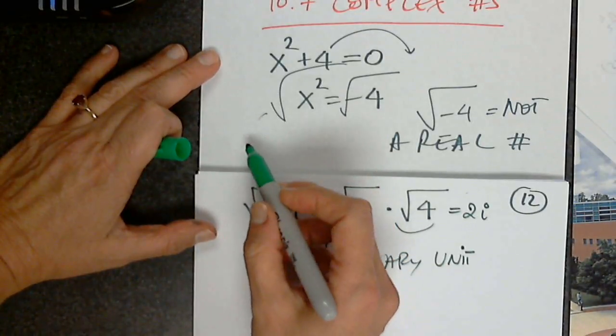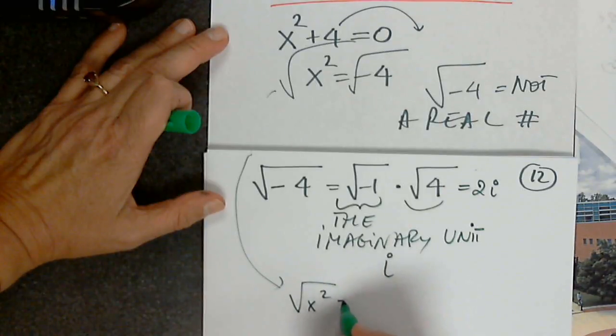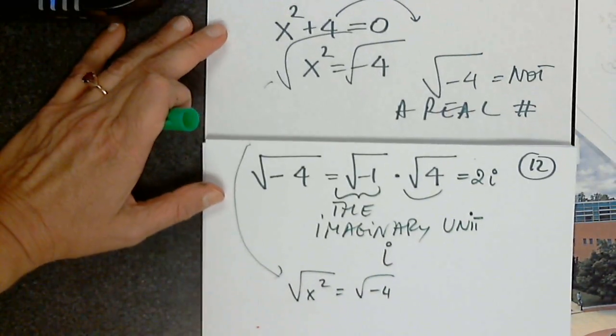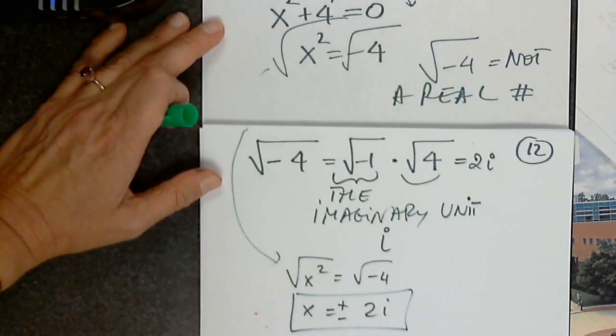So I can come back and finish up solving the equation as the square root of x squared equals the square root of negative 4. I just copy the equation. And then I have x equals, what am I missing here? I have to write 2i, but before that, what do I have to write? Plus or minus.